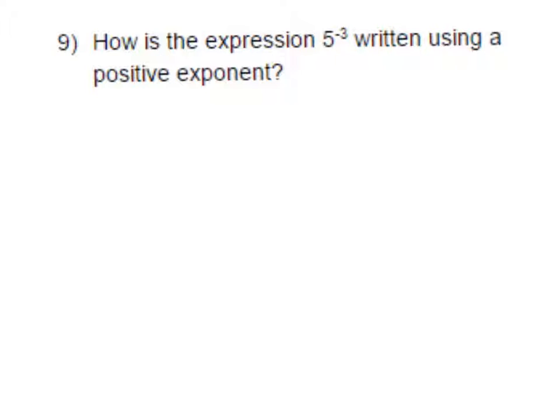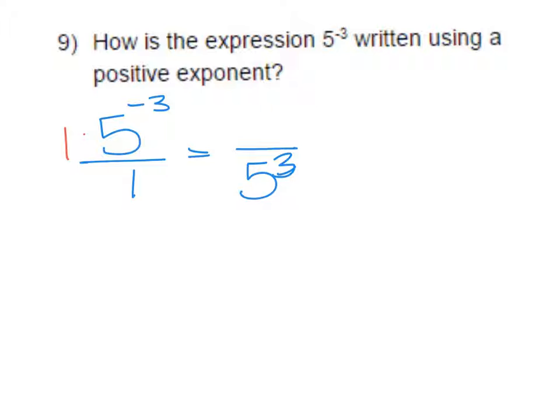Number 9, how is the expression 5 to the -3rd written using a positive exponent? So we need to remember that negative exponents are movers. The power of 5 to the -3rd isn't happy in the numerator, so we're going to move it to the denominator to make it happy, and that becomes 5 to the positive third. Everything's always times 1, so technically we have a 1 in the numerator at all times. And so we have that as our answer, and that's basically the definition of negative exponents.